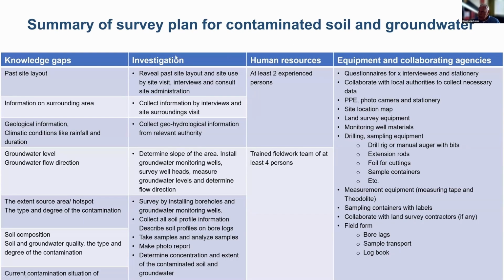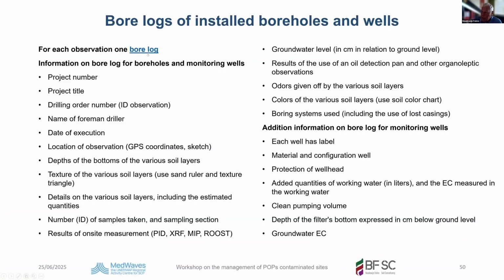Okay, now here is the summary of a survey plan for contaminated soil and groundwater, and here the drilling equipment, again the bore logs. I see you have a typo here. That's one. I promise you to give you an example of a bore log, and on a bore log the information to be collected are project number, project title, the drilling order number or ID of the observation, name of the foreman driller, date of execution, the location of the observation on the sketch and preferably also the coordinates, the depth of the bottom of the various soil layers or soil horizons, the texture of the various layers, the details on various layers including estimated quantity.